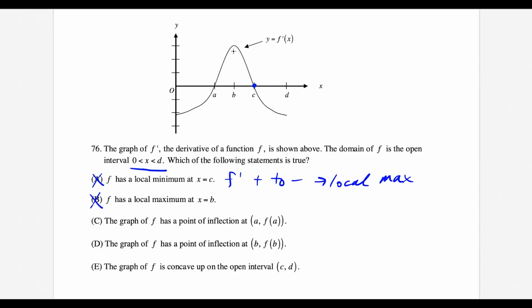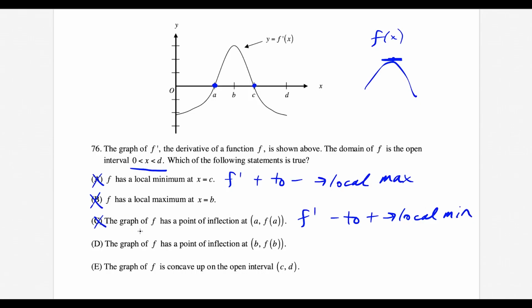If this was a graph of f of x, if f of x had something like this, then we could say local max. But this is a graph of f prime, so just be careful with choice B. Now we have: the graph of f has a point of inflection at a, f of a. But notice here we have a local minimum. At x equals a, the first derivative, f prime, goes from negative to positive. So that means we have a local min, not a point of inflection, so we can cross off choice C.